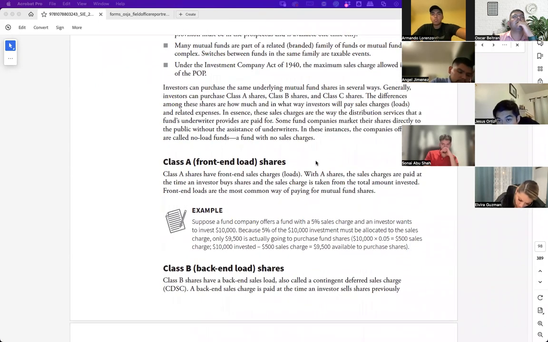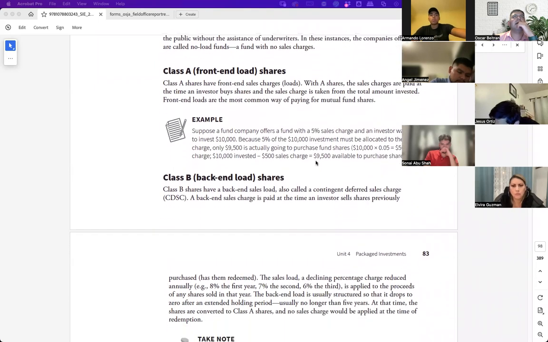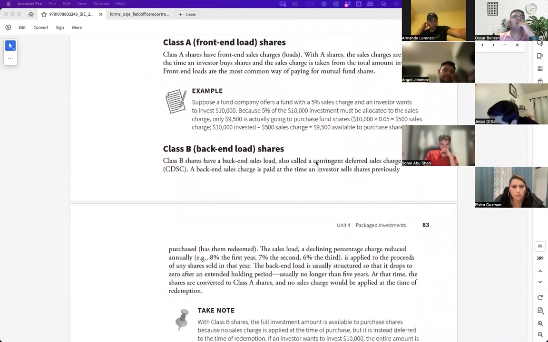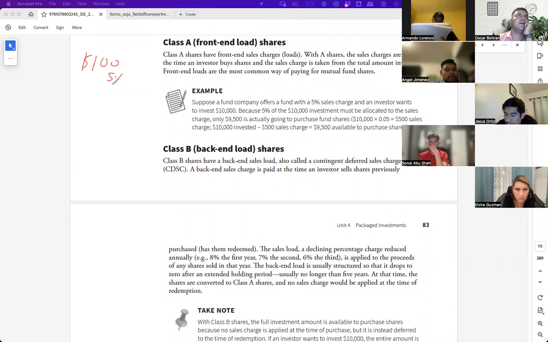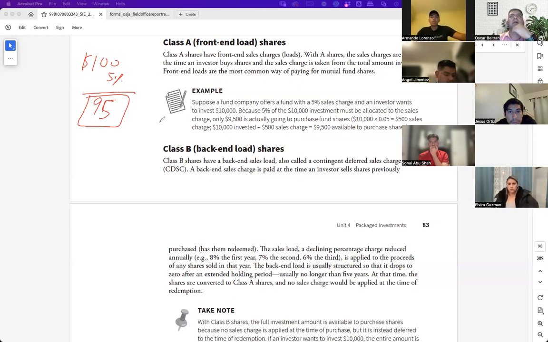Let's keep going. All right, so right here we have Class A. With Class A, they're going to get charged a load fee in the front. It's very simple. Let's say you invest $100, and let's say the sales charge is 5%. That means 5% of $100 is $5. That fee goes towards the mutual fund. So what you actually buy is $95. This right here is what goes into your investment, $95 after the sales charge.